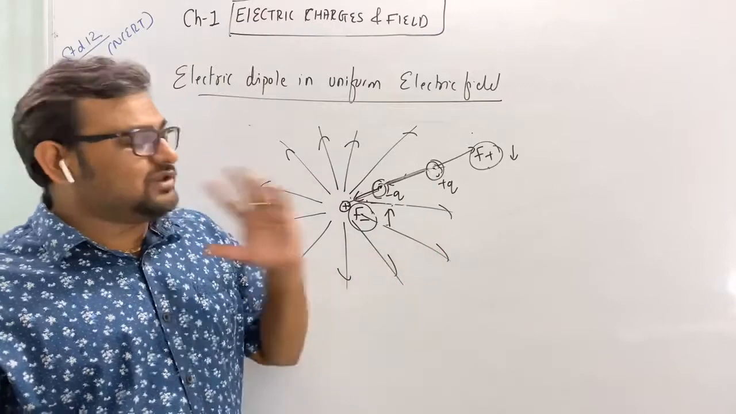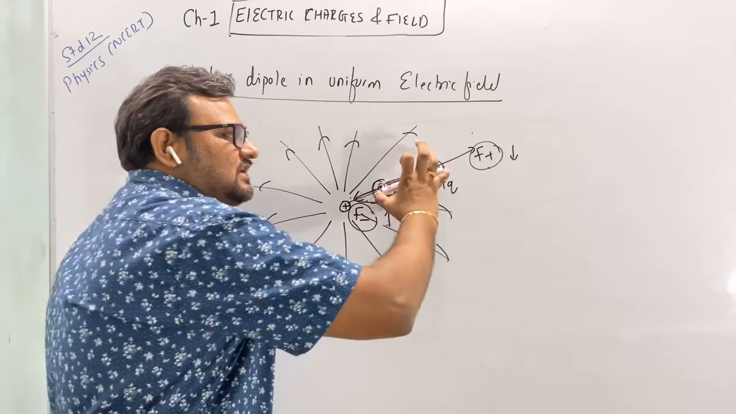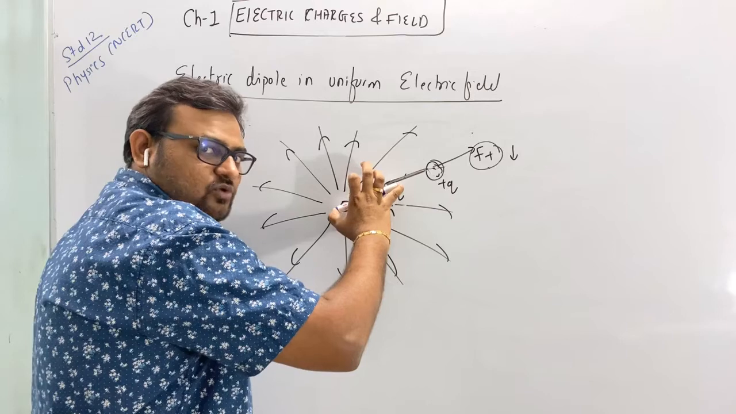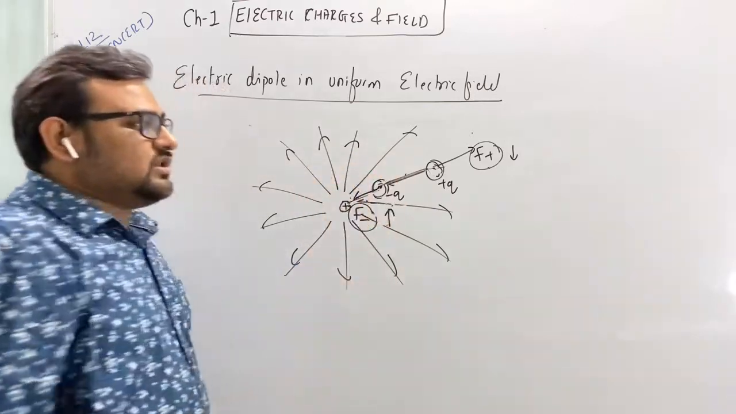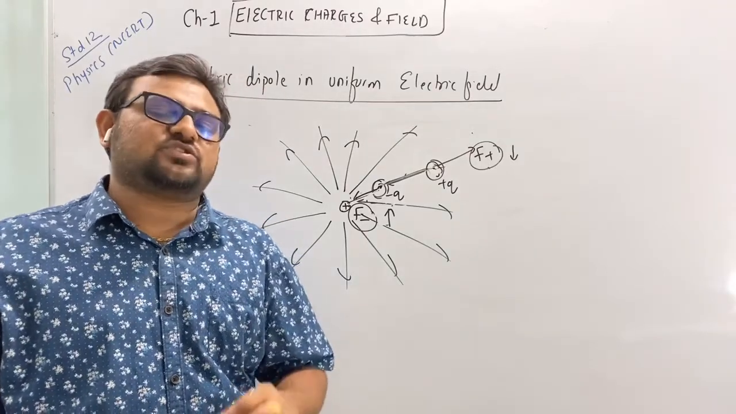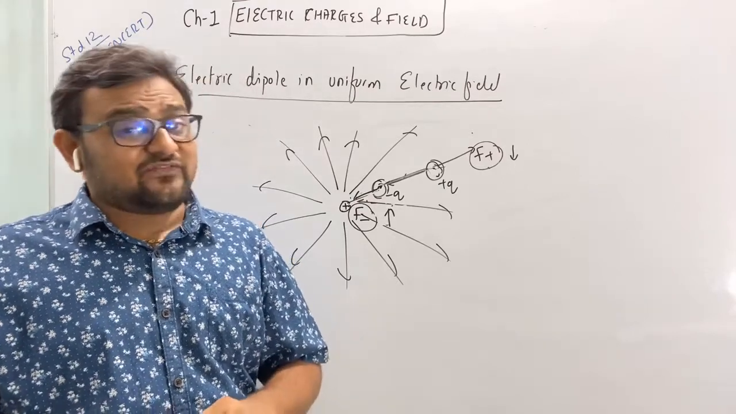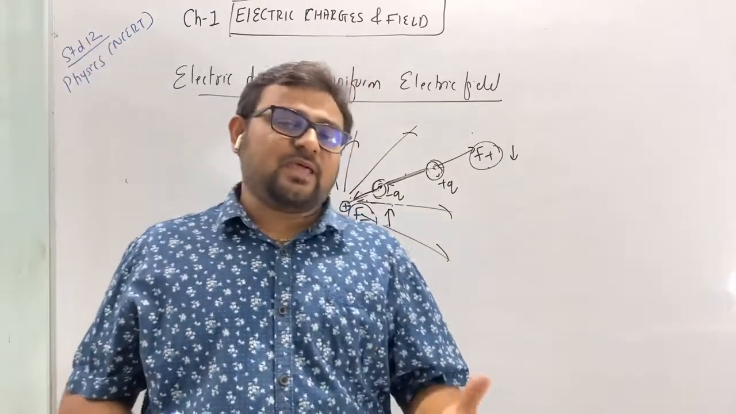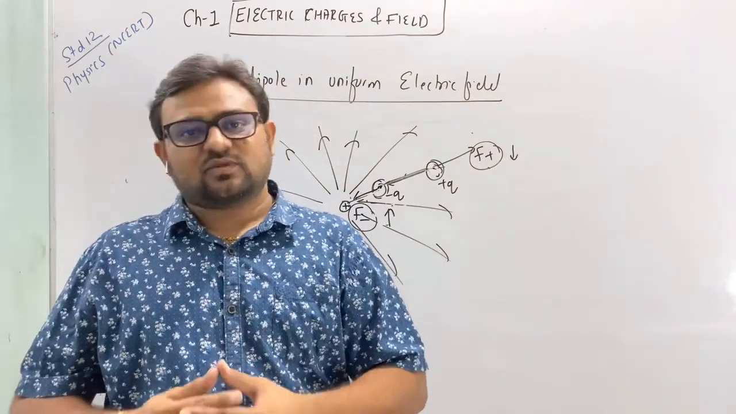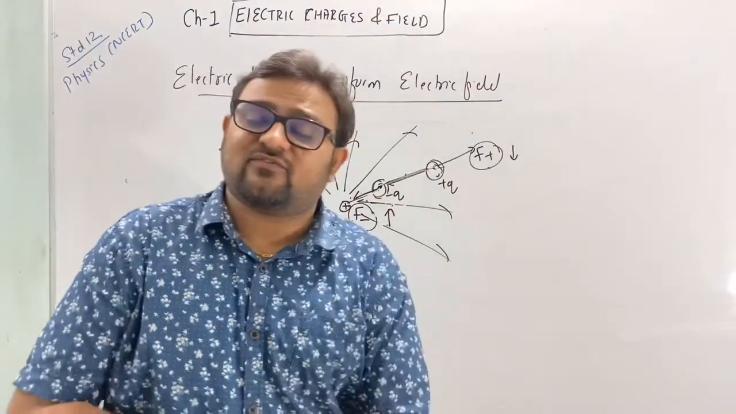Clear? Now, what will you say about torque? See, as we discussed, it will move in the same way, so the motion will be linear. It will not rotate. So in this case, the torque acting will be equal to 0, but the force acting will not be equal to 0. But if it is a uniform electric field, then the force acting will be zero, but torque will not be equal to zero. Okay, so this was about the electric dipole placed in an electric field.